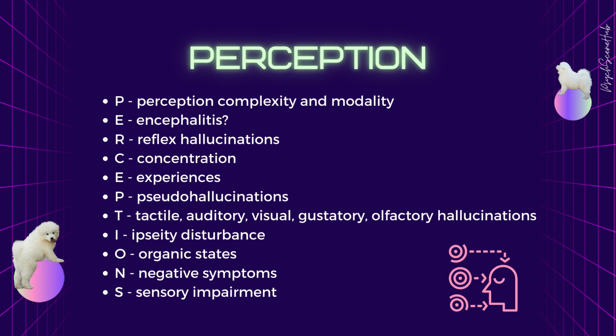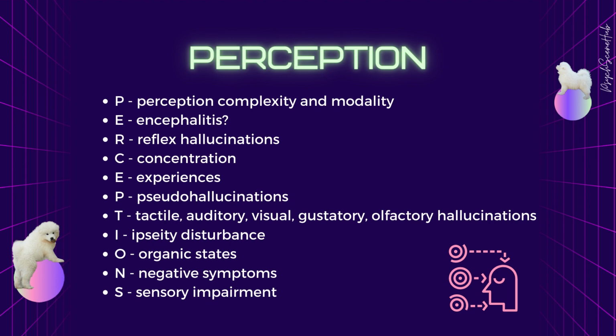Afterwards, we are looking for the hallucinations themselves. These include tactile, auditory, visual, gustatory, and olfactory hallucinations. Afterwards, we ask if the patient has ipseity disturbance. This is a disruption or diminishing of a person's sense of self. Afterwards, we are assessing organic states, some organic mental disorders, or sometimes neurological illnesses.